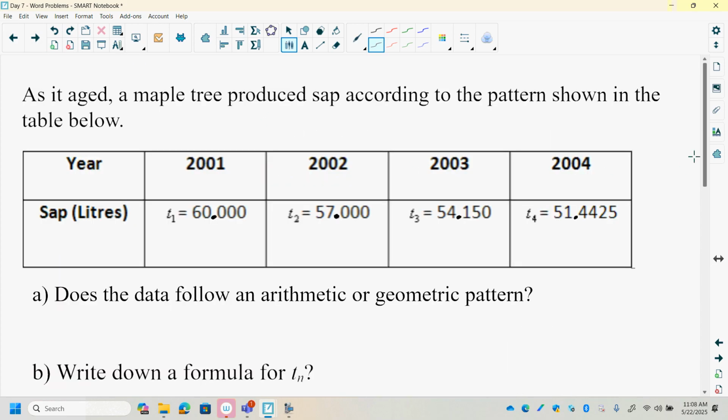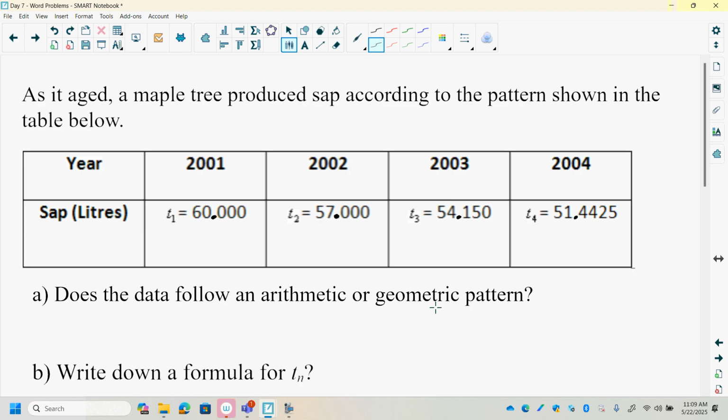Final question. Final boss. Word problem, final boss. You have this one. As it aged, a maple tree produced sap according to the pattern shown below. Now, note on your sheet, that's not 60,000, 57,000, 54,150, and so on. This is actually 60.000, 57.000, 54.150 liters, 51.4425 liters.